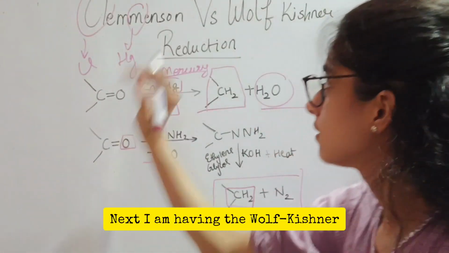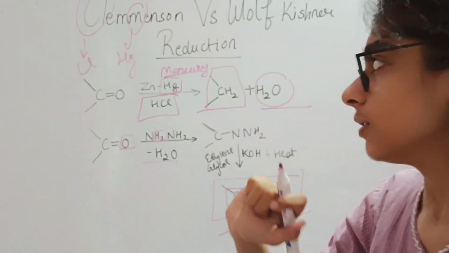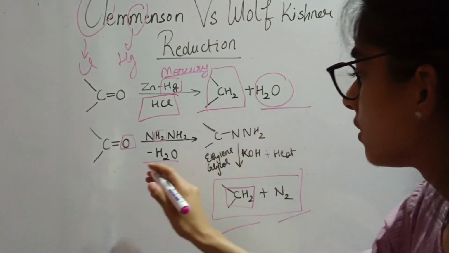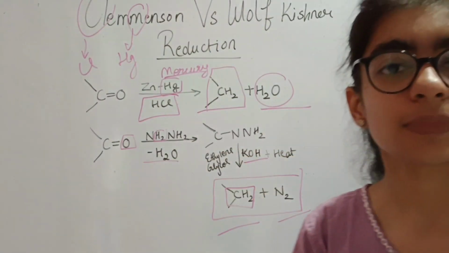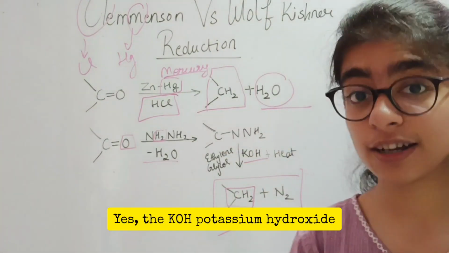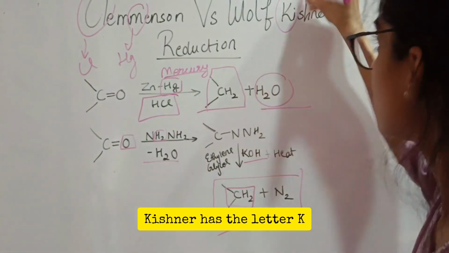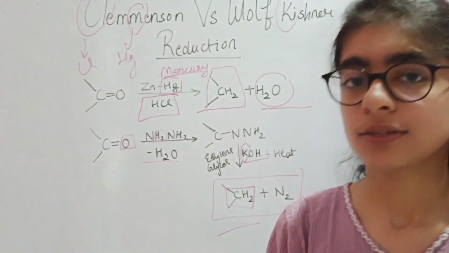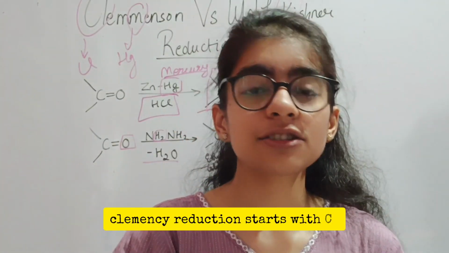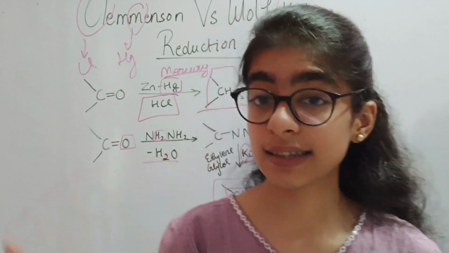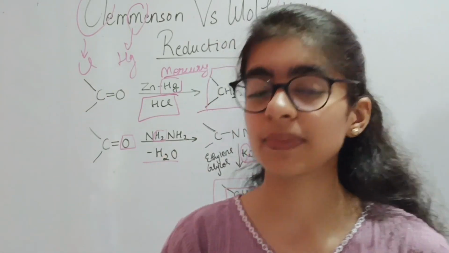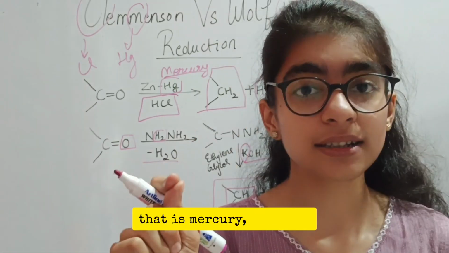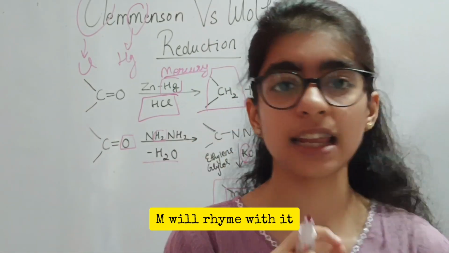Next, I am having the Wolff-Kishner. Here you have to identify it with the KOH. Yes, the KOH, potassium hydroxide. Kishner has the letter K, and here I am having KOH. So let's remember again. Clemmensen reduction starts with Cl. The Cl will be HCl, right? Where there will be an acidic medium. And zinc amalgam, that is mercury, Clemmensen, M will rhyme with it.